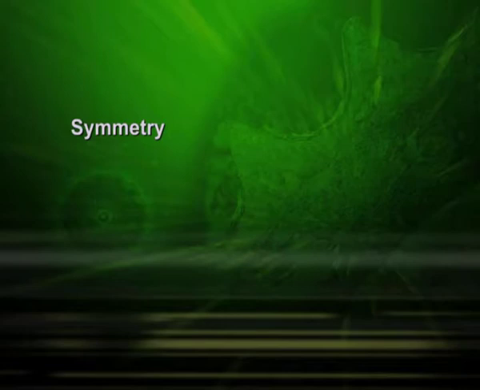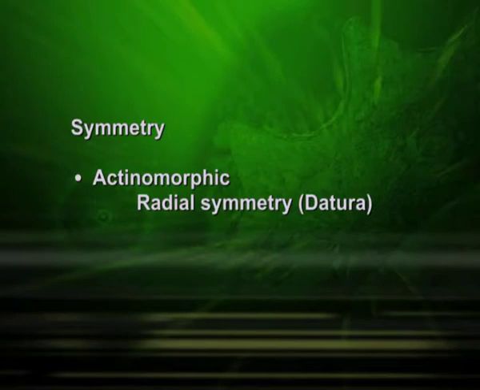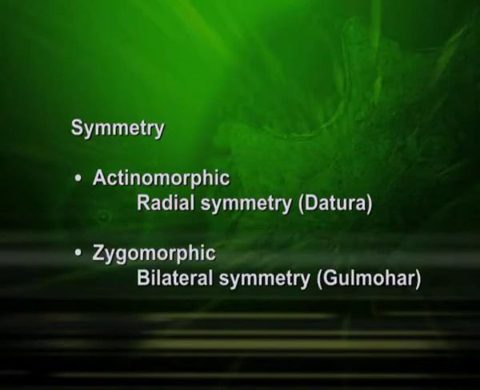Symmetry of the flower is another important characteristic. The flowers may be actinomorphic or zygomorphic. In actinomorphic, for example in Datura, they show radial symmetry. In zygomorphic, example Gulmohar, they show bilateral symmetry.